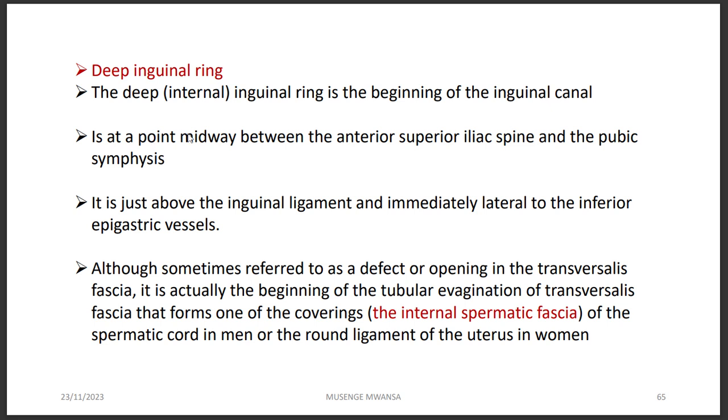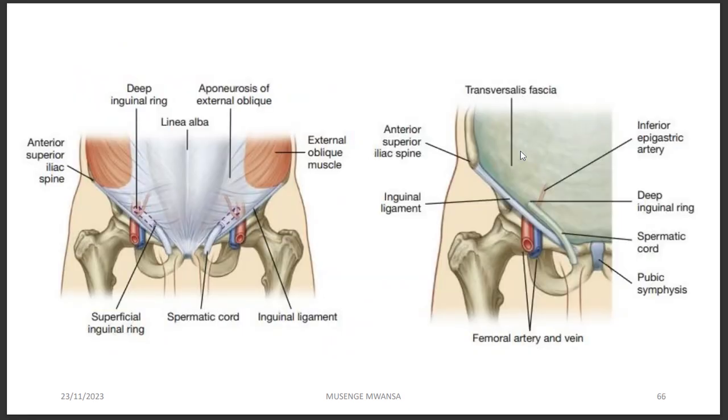It is at a point midway between the anterior superior iliac spine and the pubic symphysis. Please, this is important. The deep inguinal ring is at the middle point between the anterior superior iliac spine and the pubic symphysis. Here is the anterior superior iliac spine, this is the pubic symphysis, and on the middle point is where you are going to find this ring. It is not on the middle of the inguinal ligament, but on the middle of these two points we have mentioned.